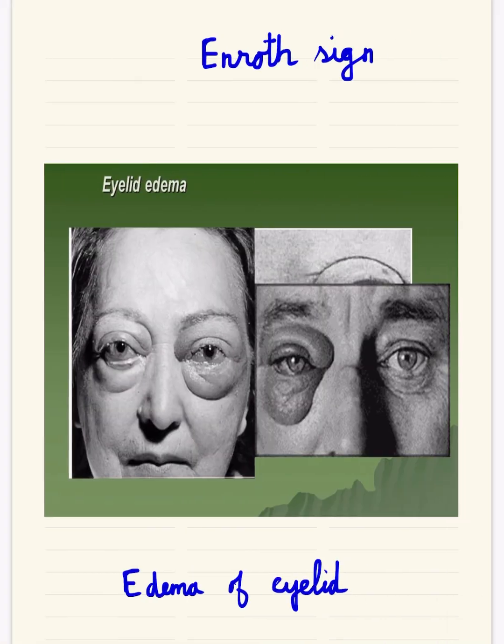Next, moving on to the other sign, that is Enroth sign. Here E stands for edema. When there is eyelid edema, it signifies Enroth sign positive. This is a picture showing edema around the eyelid. E for Edema stands for Enroth sign positivity in Graves' ophthalmopathy.